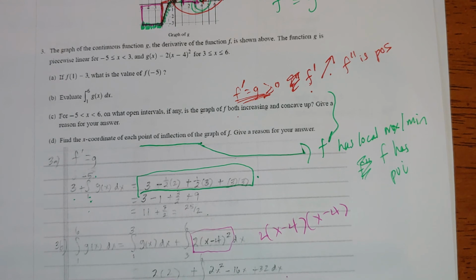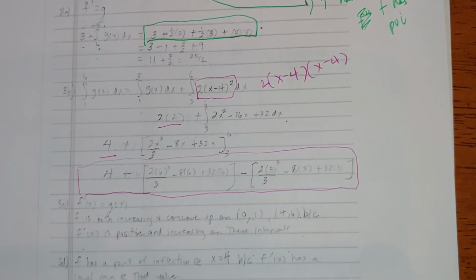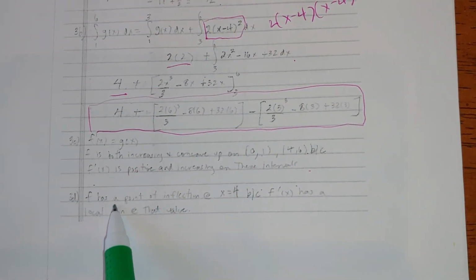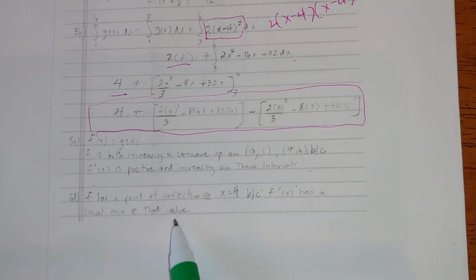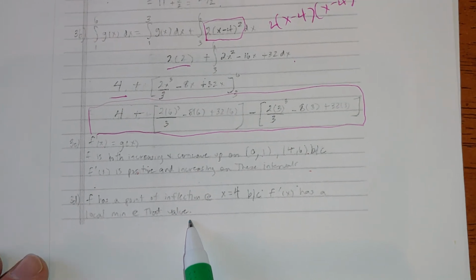So f has a point of inflection. Let me get that in the window for you. f has a point of inflection at x equal to 4 because f prime has a local minimum at that value. Right, this is my work.